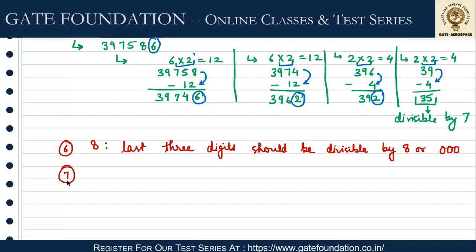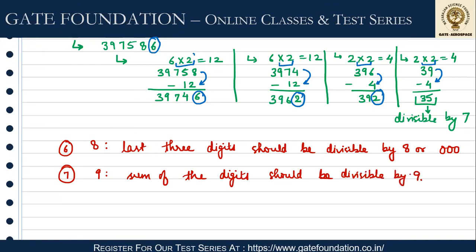Now the next one is 9. Similar to 3, again the sum of the digits should be divisible by 9. Instead of 3, it is 9 over here. So 3 and 9, they go like this.